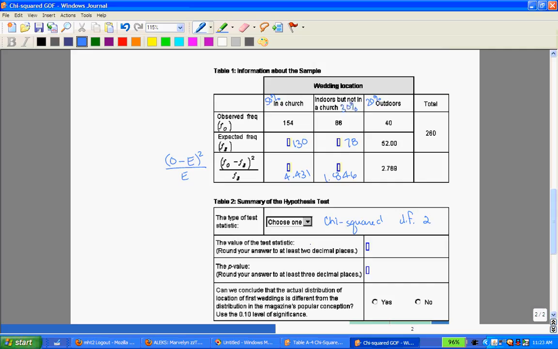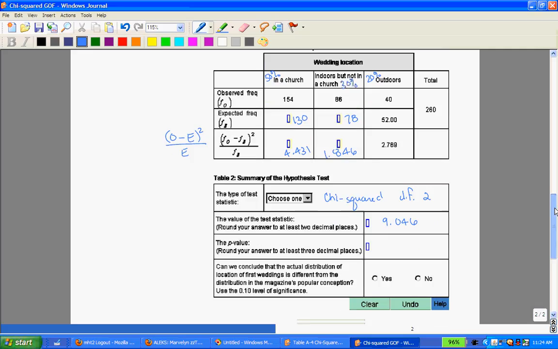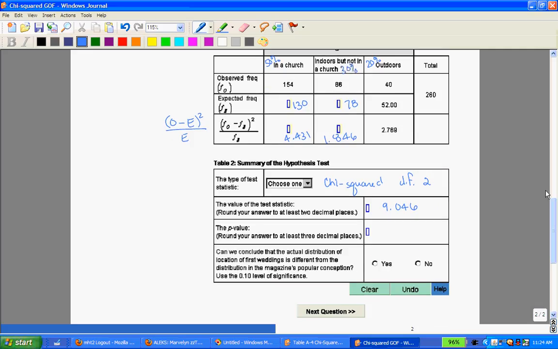Now for the value of the test statistic, we're going to add up these last 3 numbers. So that 4.431 plus 1.846 plus 2.769, and that gives us 9.046. Now the p-value, what that's asking for is what is the area in the tail past the test statistic. And there's 2 ways you could do that. You could do it with your chart, or you could do it with your calculator.